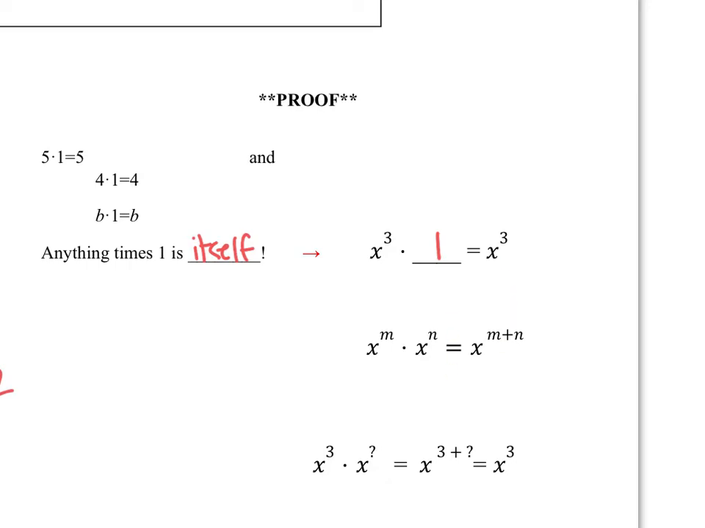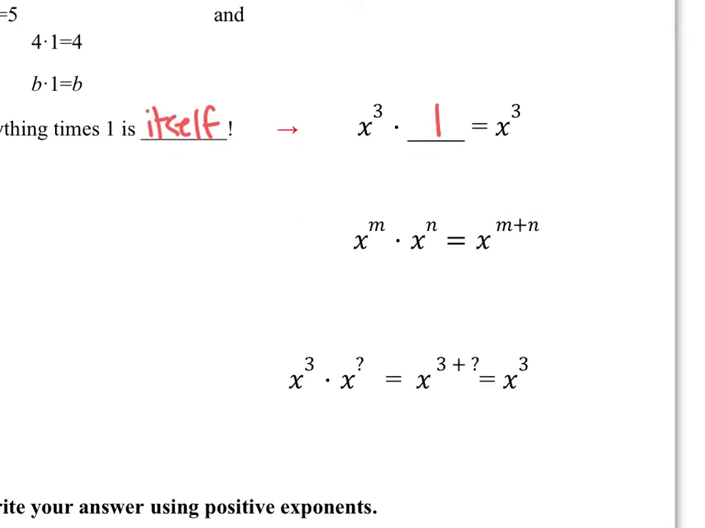So let's say I wanted to, instead of multiplying it by 1, multiply x to the 3rd times x to the something, knowing that because they're both x's, I'm going to add the 3 and that missing number, and I want it to stay the number 3, well then that missing number would have to be a 0, because 3 plus 0 is 3. So what that means is that if x to the 3rd times 1 is x to the 3rd, but that x to the 3rd times x to the 0 is also x to the 3rd, then these two things must be equivalent.